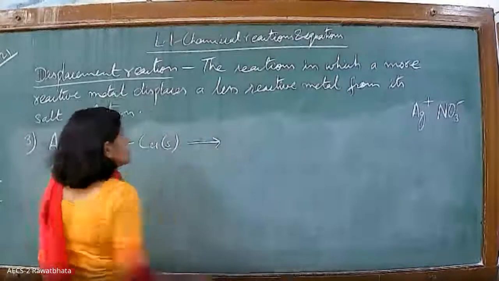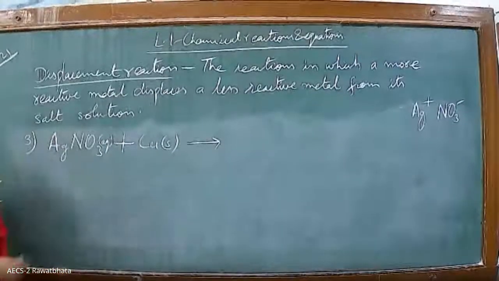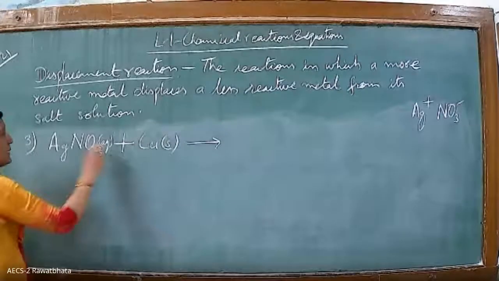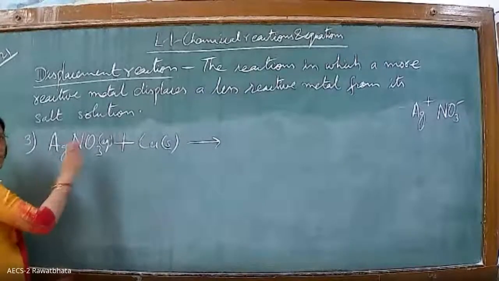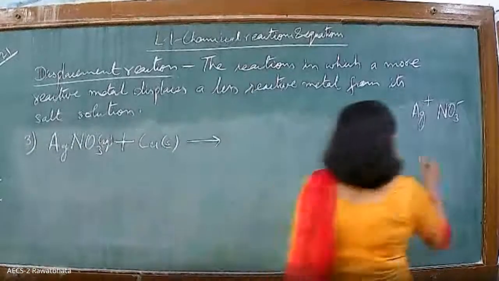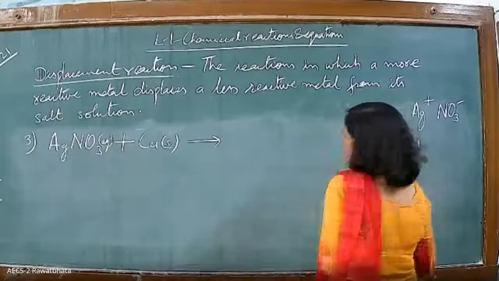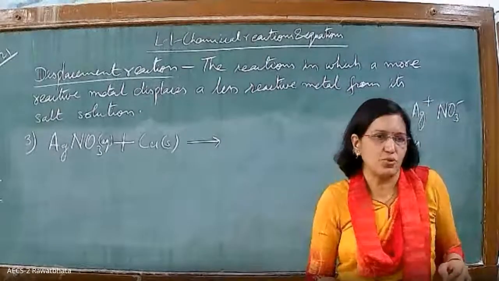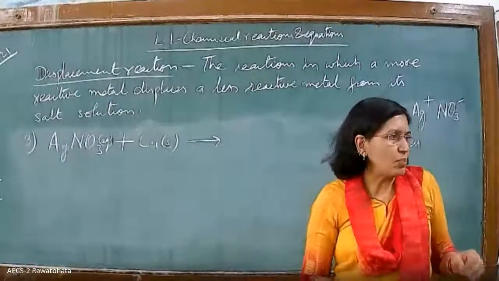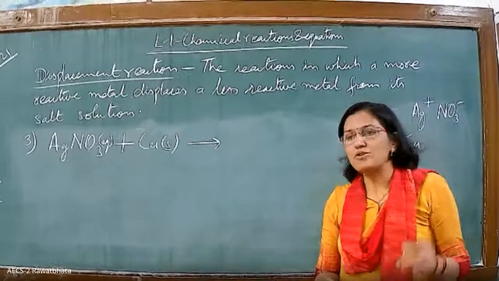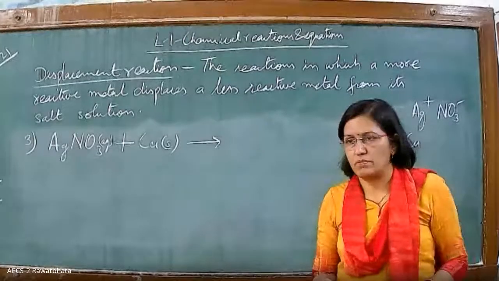And now we are supposed to write, we know very well now we should have copper nitrate and silver, because copper is more reactive than silver. Let's make the formula of copper nitrate first of all. Remember, copper exists in nature in two valencies, +1 and +2. +1 is cuprous, +2 is cupric. But in nature, +2 exists in more amount.